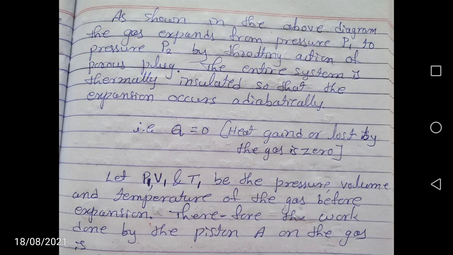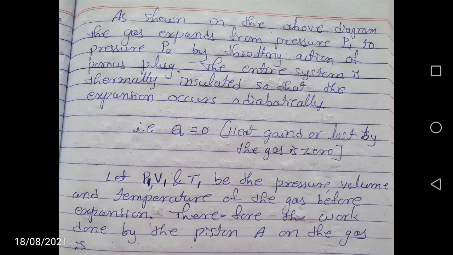In an adiabatic process, we know that there is no gain or loss of heat by the gas. That means the heat gained or lost is 0, so we represent that as Q equal to 0. Now let us consider P1, V1 and T1 as the pressure, volume and temperature of the gas before the throttle action, or before it undergoes expansion.